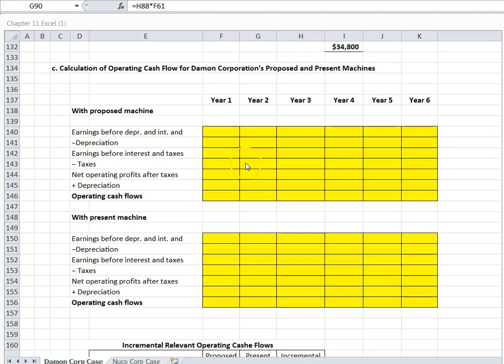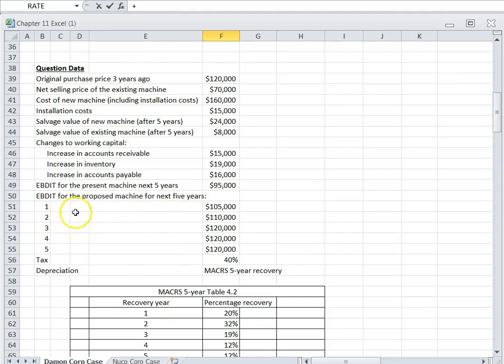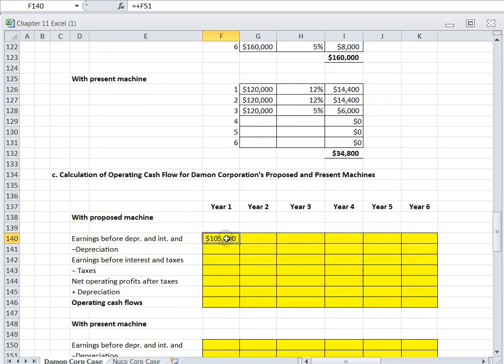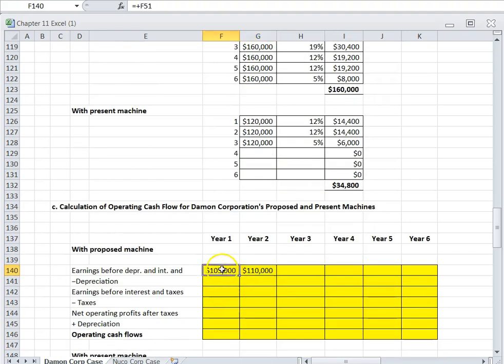Okay. So first box, we want to do earnings before depreciation, interest. So this number was given to us. If we scroll up here, I broke this up here, which is 100. This is the EBDIT for the proposed machine for 5 years. Now I can't copy this across. Maybe I could get 2 in here and it will understand I want to go this way. No, it doesn't.